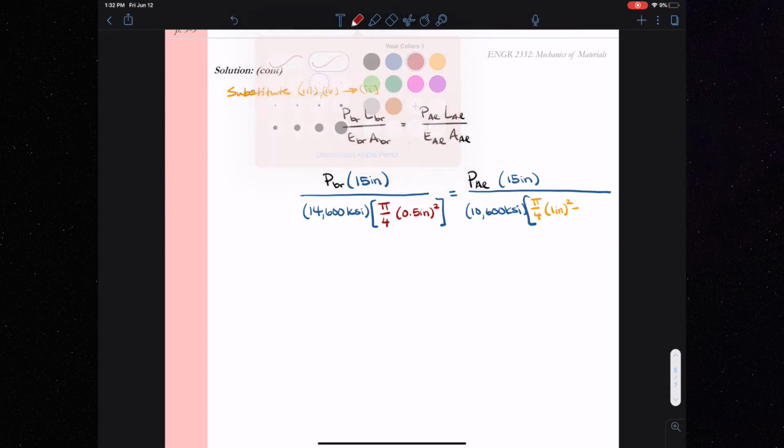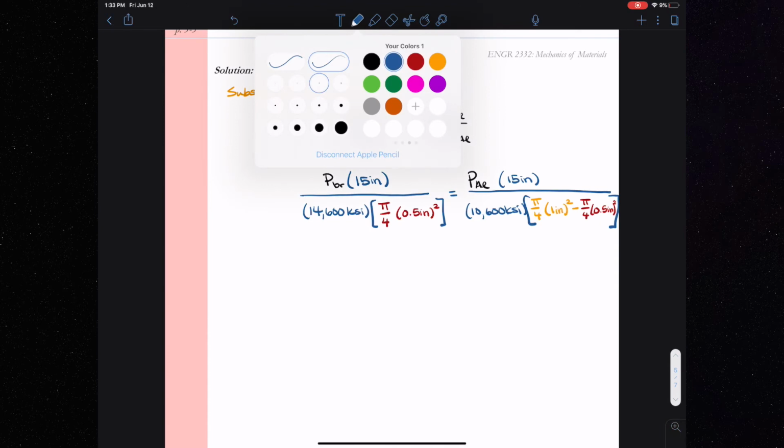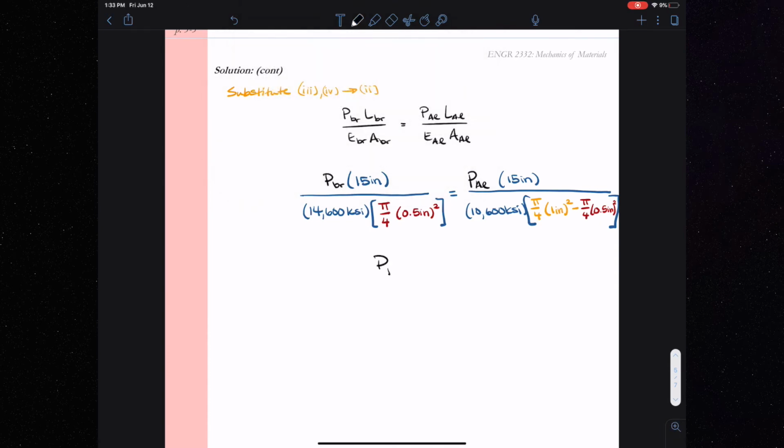Make sure again that we're taking the total circle, and then I'm subtracting out the brass core to get my area for the aluminum shell only. This is just a geometrical area, so just make sure you don't overlook that step. Doing the math, I get that P brass equals 0.4591 times P aluminum. And so this now gives me another relationship between P brass and P aluminum.